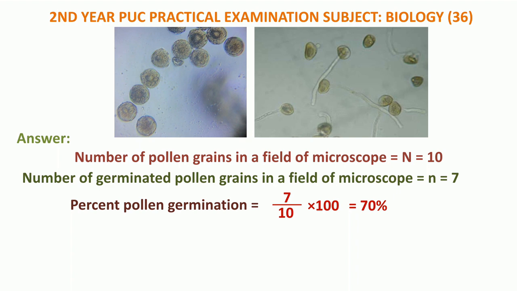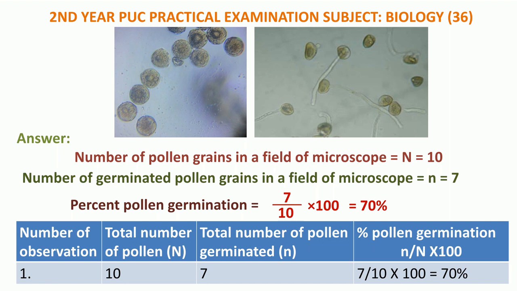Along with this, you should draw this table. In this table, the number of observations and the total number of pollen grains, capital N, is equal to 10. The total number of pollen grains germinated, small n, is equal to 7. The percentage of pollen germination, small n by capital N into 100, is equal to 70%. You should write this answer in the answer sheet. Remember, only these points should be written in the answer sheet.